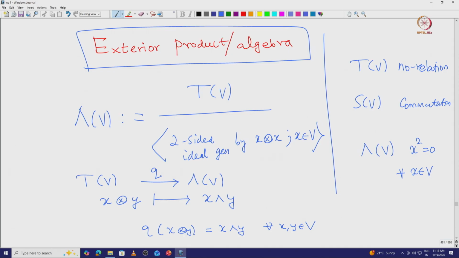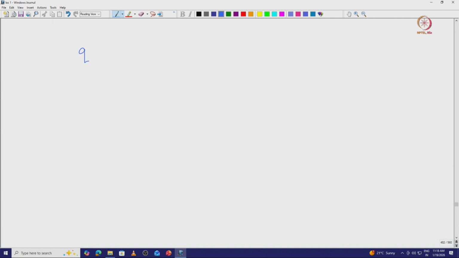So maybe let me just write it. Even if you take some k-fold product, x1 tensor etc. tensor xk, the image will be denoted by x1 wedge etc. wedge xk for all x1 etc. xk from capital V. So now note that x tensor x is 0 for all x in V.